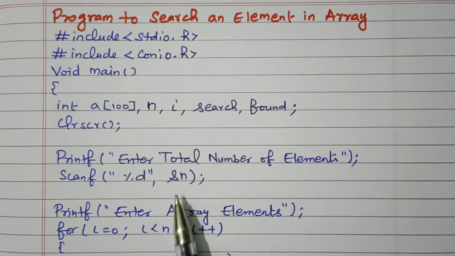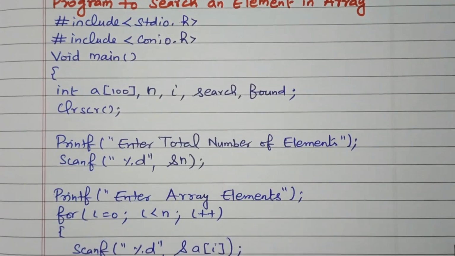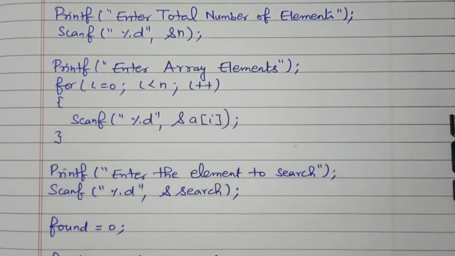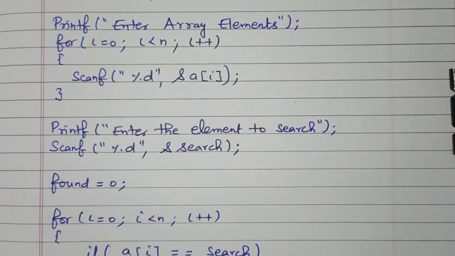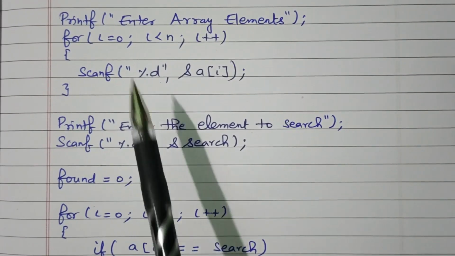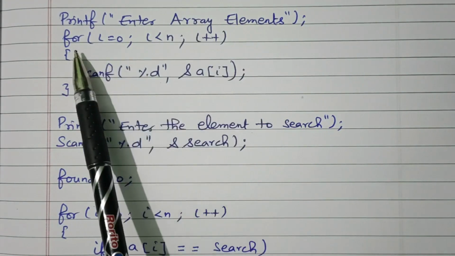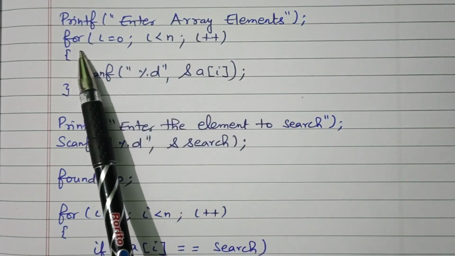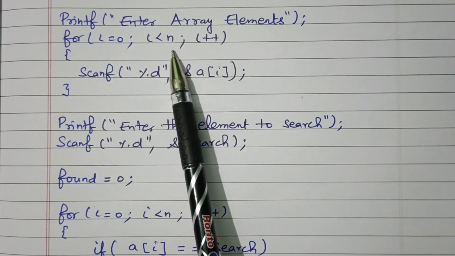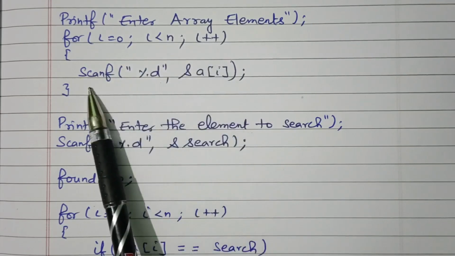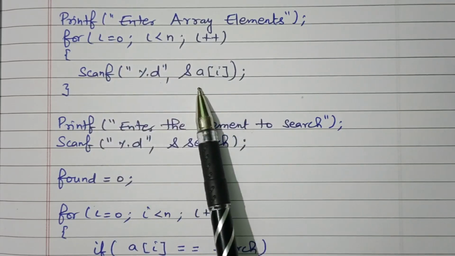Now we'll get the elements one by one. For that we need to open one for loop. So now we ask the user to enter the array elements. Now the total number is entered, now the array elements. For that we are using a for loop: for i equal to 0, i less than n, i plus plus. scanf %d and &a[i].